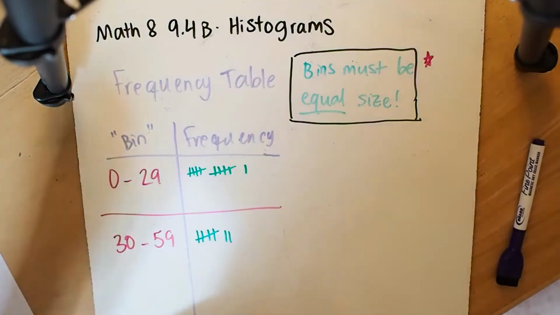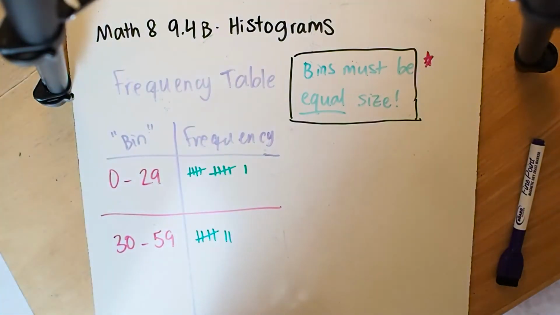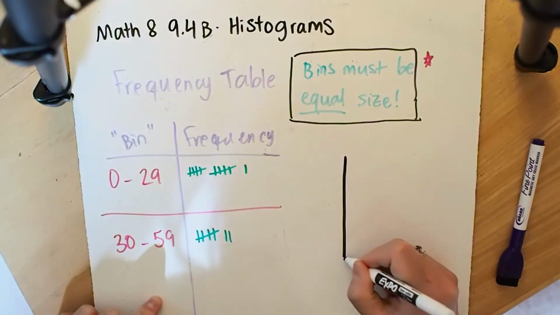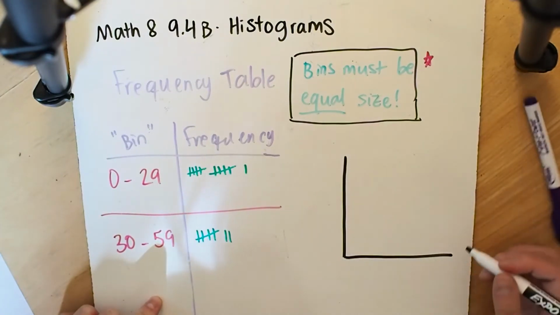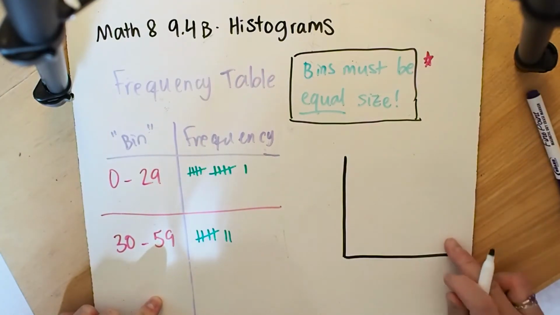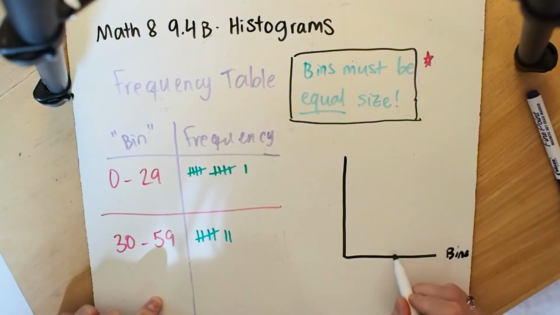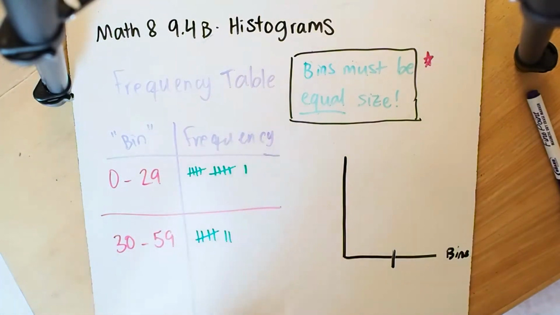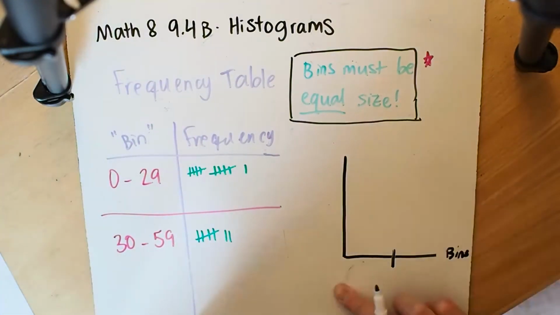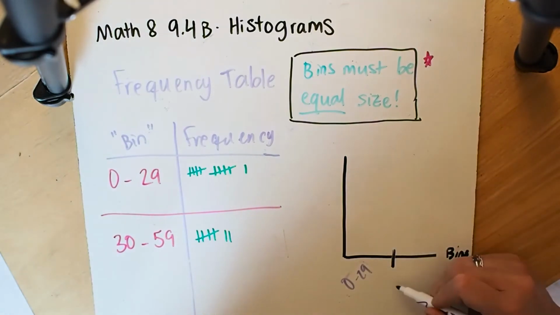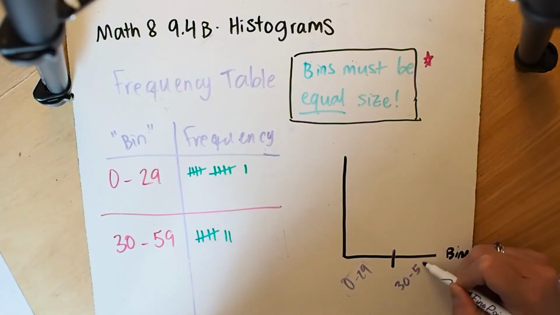So the reason we don't want to make our bins too small is because we're going to end up with a histogram that looks like this. A histogram also only uses positive x values, but it's split into bins down here. So our x value now becomes our bins. They're split up right next to each other, and the bins touch each other. We'll have here the ages 0 to 29, and here we'll have the ages 30 to 59.